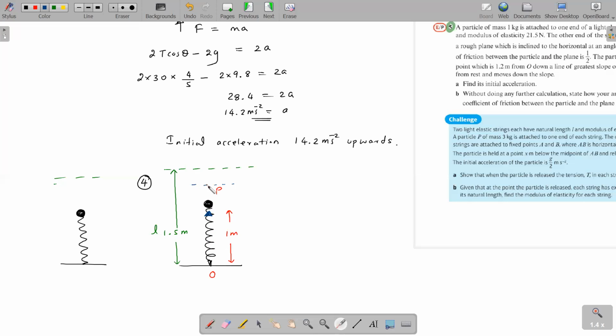There are two ways to do this. Either the equilibrium position is here or here, even below the 1 meter. Okay, you could actually find it, but anyway, we can go with this. We don't need to go there. Okay, so this is the tension. What else do we have?